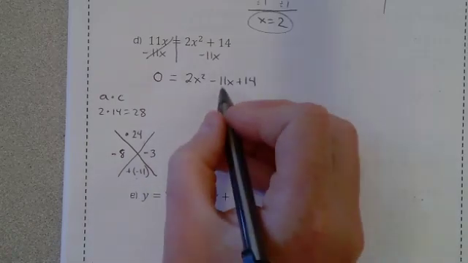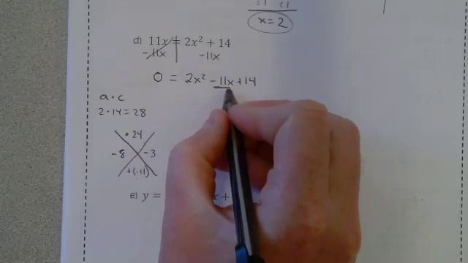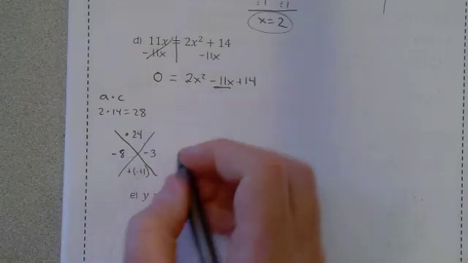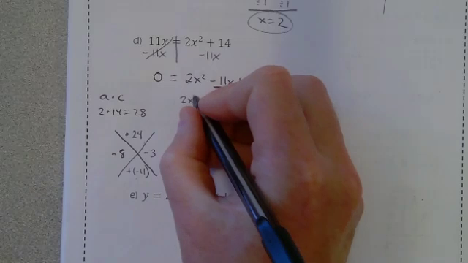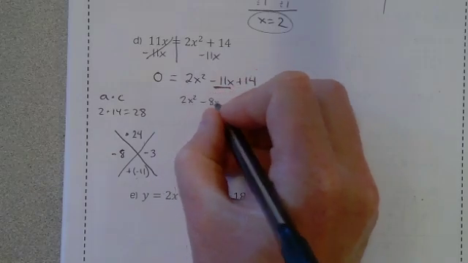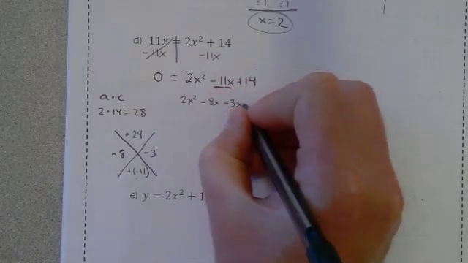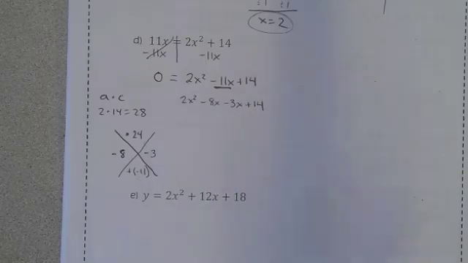So now what we're going to do is we're going to split this middle term into 8 and 3. So this becomes 2x squared minus 8x minus 3x plus 14. So all I did is I split the 11 into 8 and 3.